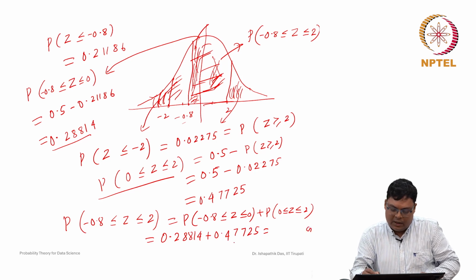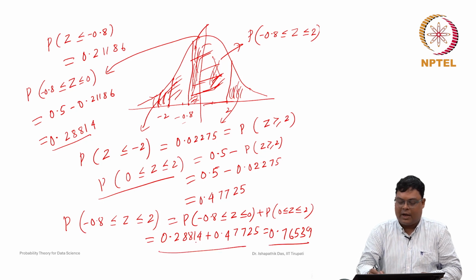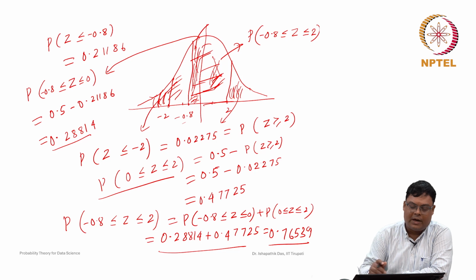If you add these two probabilities, we get 0.76539. Please check that this calculation and computation are correct, because there may be some numerical mistakes, but the concept is how to find the probability here.